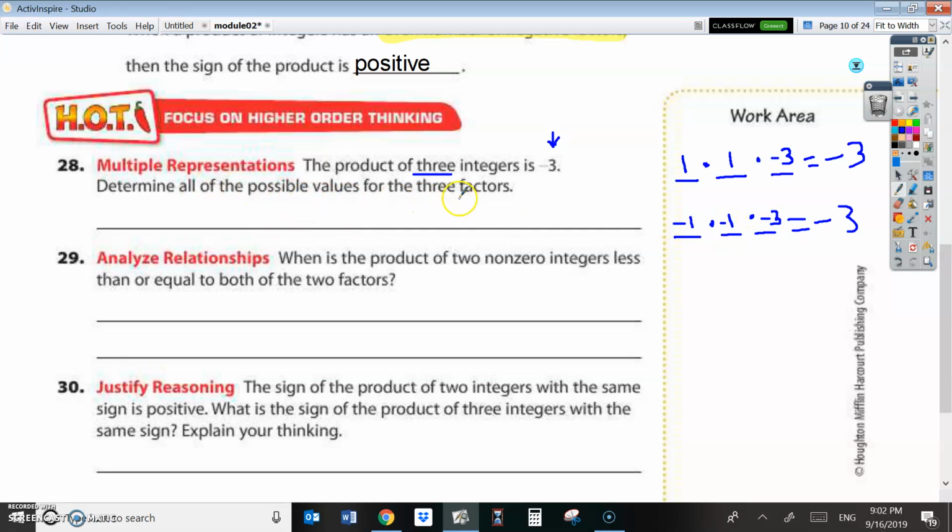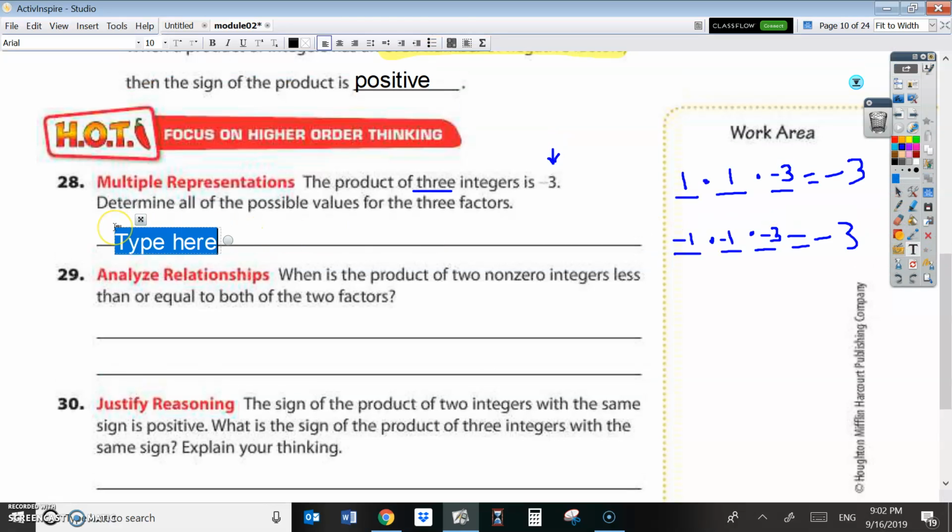Determine all the possible values for the 3 factors. In the book it says that there's one more, but really they're just moving this negative around. So either you have 1 negative or 3 negatives. You can have 1 negative integer or 3.